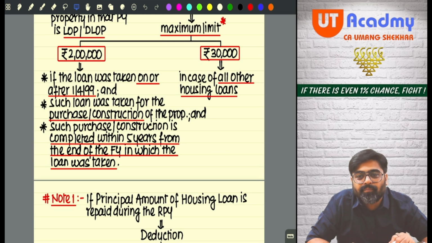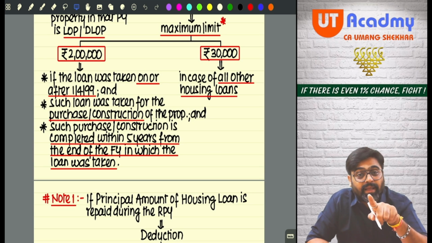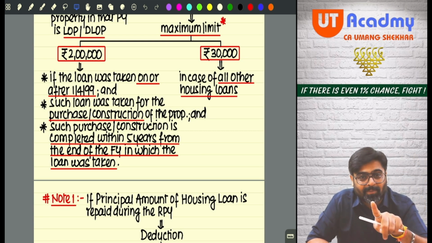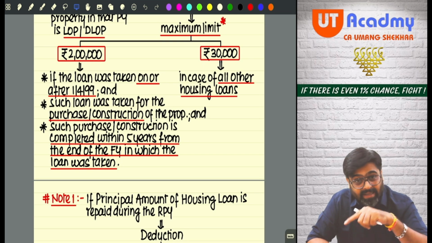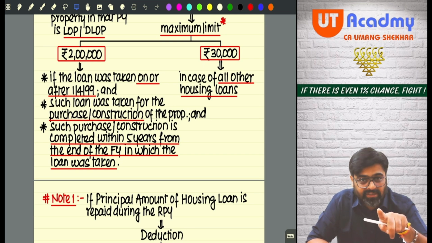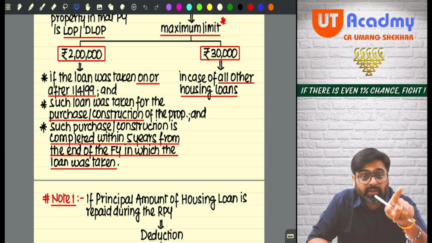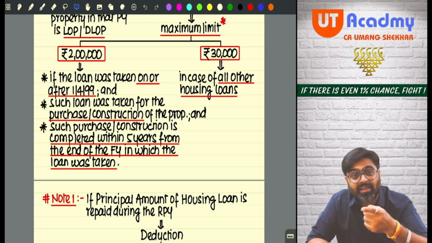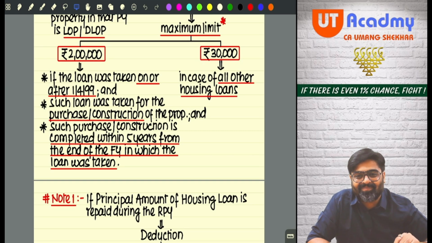Getting my point? The loan must be taken on or after 1st April 99 for the purpose of purchase or construction of the property. And by taking the loan, you are purchasing or constructing the property. That purchase or construction activity should also get completed within 5 years. From the date of taking the loan? No, from the end of the financial year in which the loan was taken.